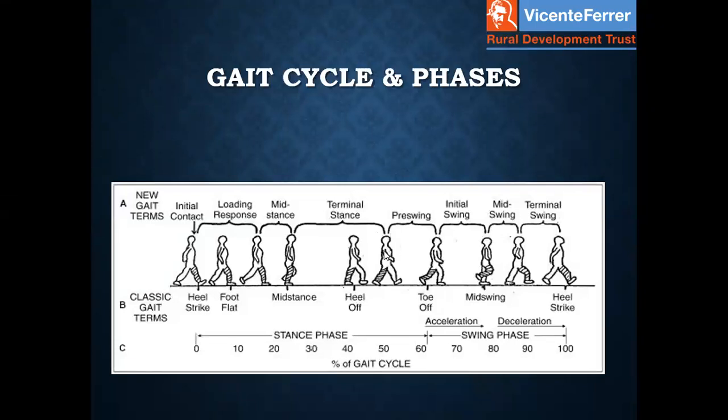So more or less, there are two main phases. That is the stance phase, where your limb is in contact with the ground, and the second phase is the swing phase, where your limb is off the ground. So more or less, the stance phase accounts for 60% of your gait cycle. Swing phase accounts for 40%.